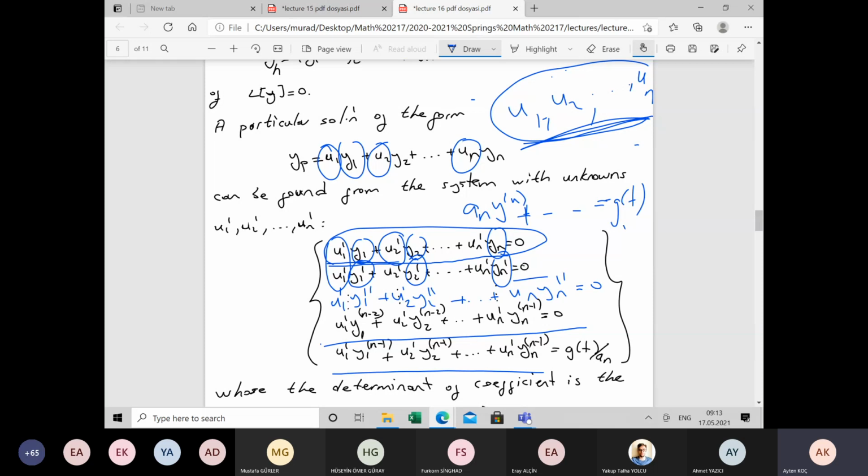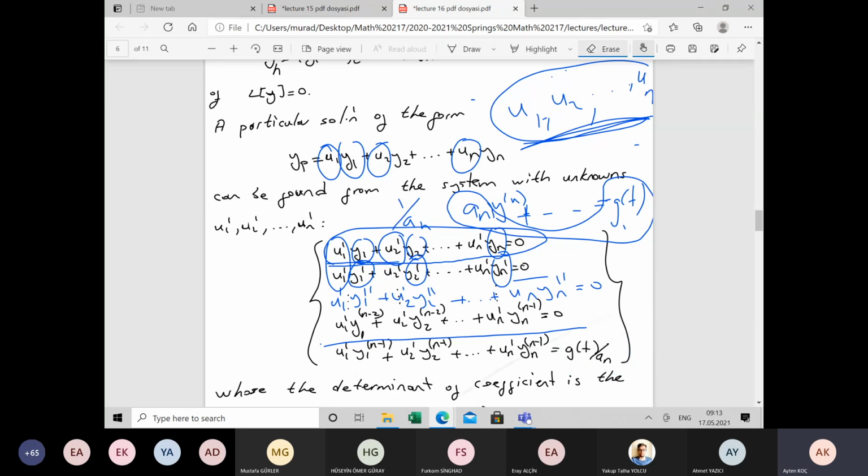So what is g of t here? In the standard form, we divide by an, so we obtain the right side g of t over an. It's okay. And if an is 1, this gives g of t, of course. It's okay.